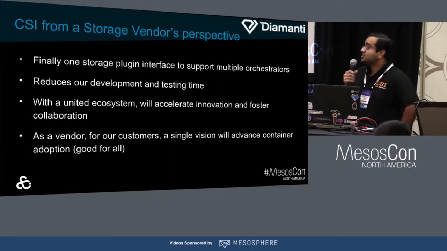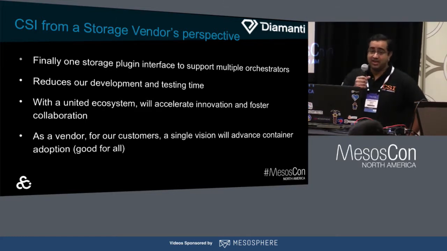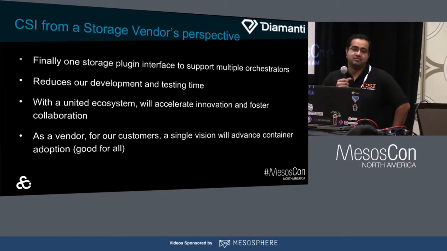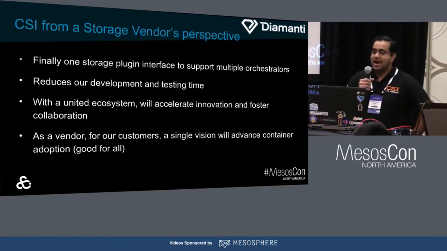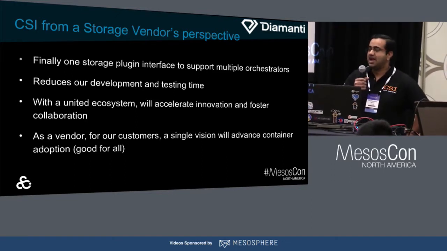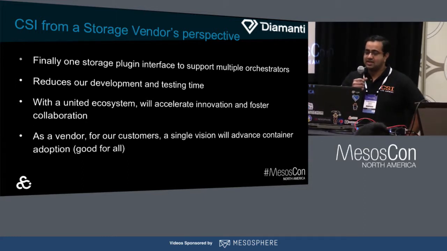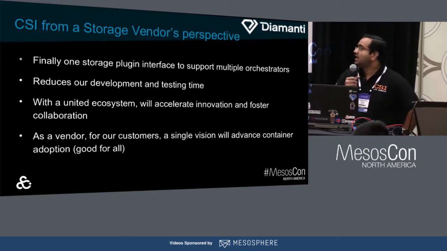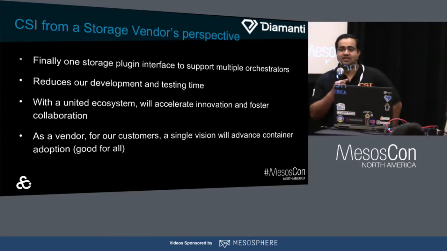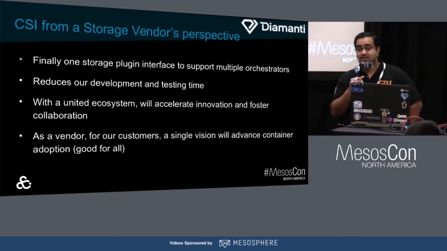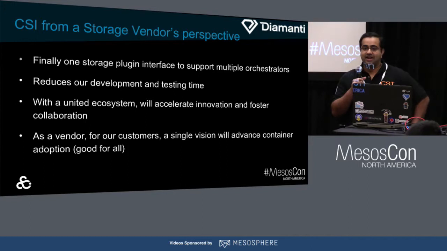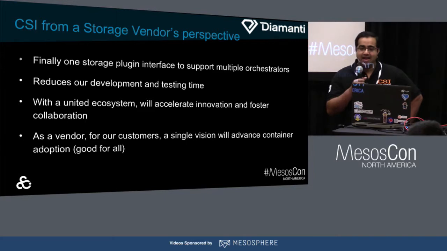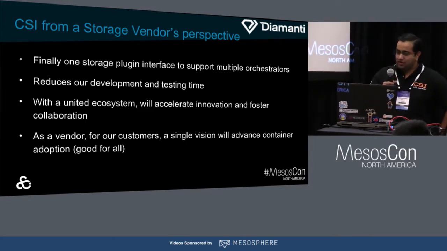Also, with the united ecosystem, what we realized is that every orchestrator was innovating separately and developing their own interfaces, and there was a lot of duplication in the effort. Once we got together, we can see that there's now only one interface, a lot of new innovation is happening in that area, and there is no duplication. And for our customers, this gives a proven interface so that people are ready to easily adopt container infrastructures. Okay, thank you.